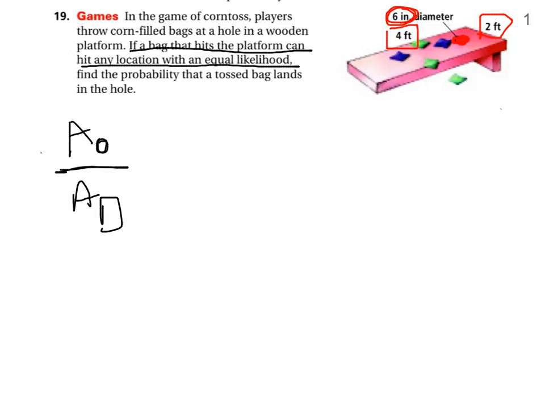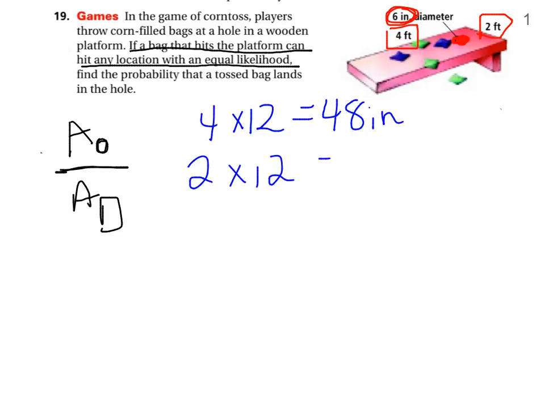Alright, so I'm going to convert the feet into inches because I think that's a little bit easier. We don't have to deal with decimals or fractions or anything. So 4 feet times 12, we get 48 inches. And then 2 feet times 12, that's 24 inches.